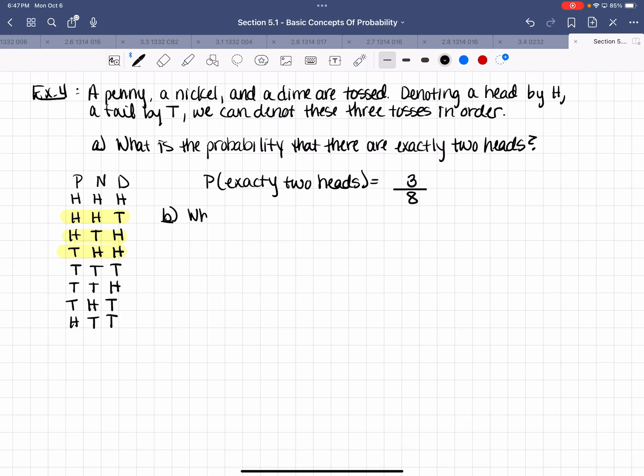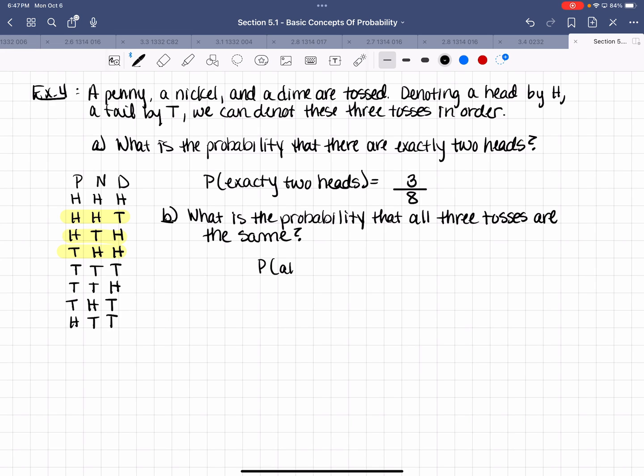It says what is the probability that all 3 tosses are the same. Okay? So I want the probability that all 3 are the same.